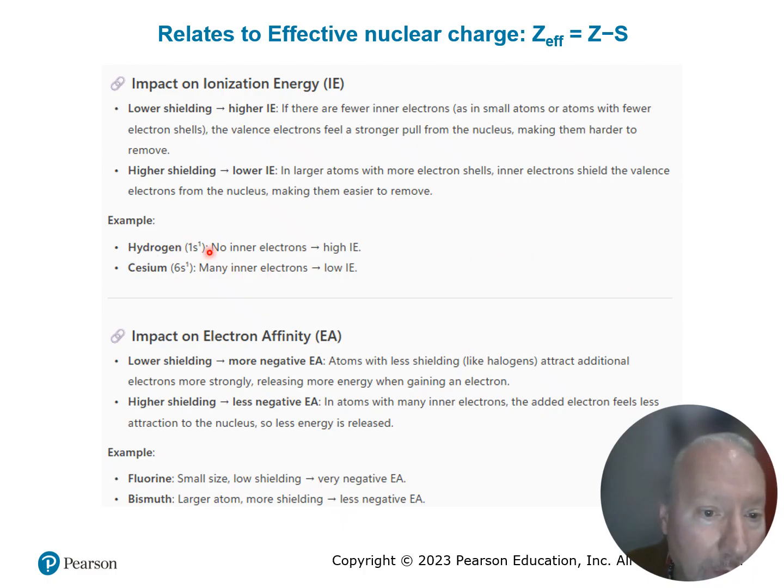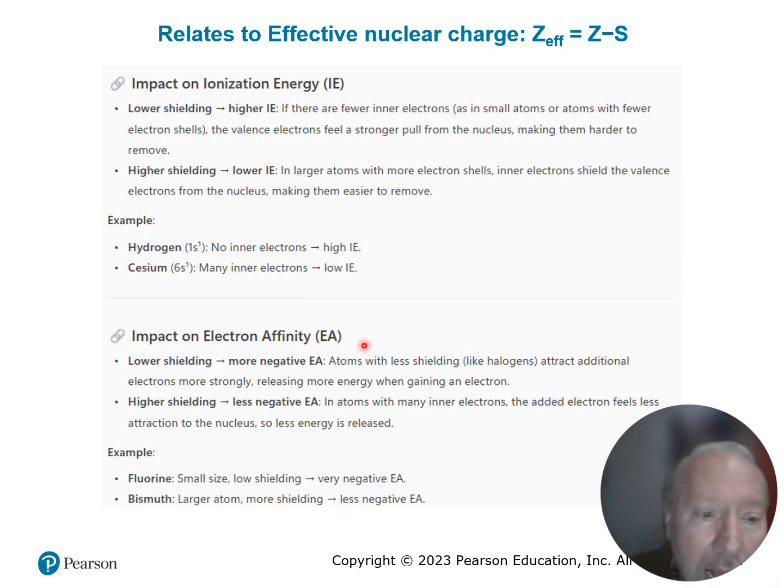Hydrogen, for example, they talk about here, has a very low shielding effect. It has no core electrons. Cesium, on the other hand, has tons and tons of core electrons, all the way up to the 6th principal energy level. And so the ionization energy is very low to take an electron from cesium. It has so many of them to give away, and they're quite shielded. So it's easy: low endothermic energy has to be inputted to cesium to pull away an electron.